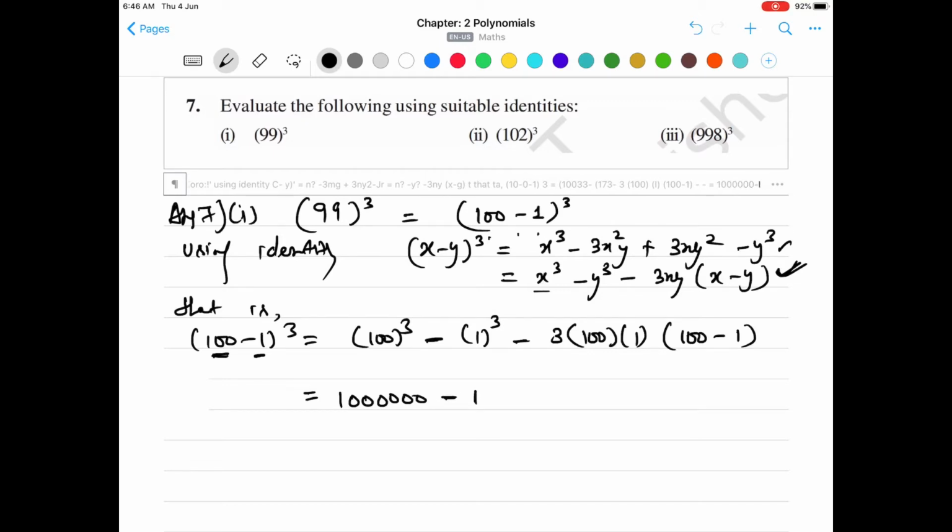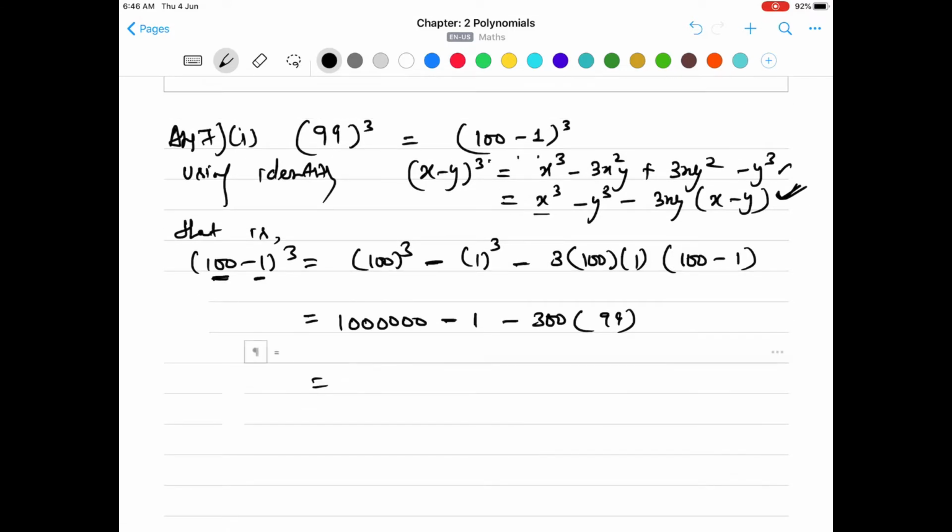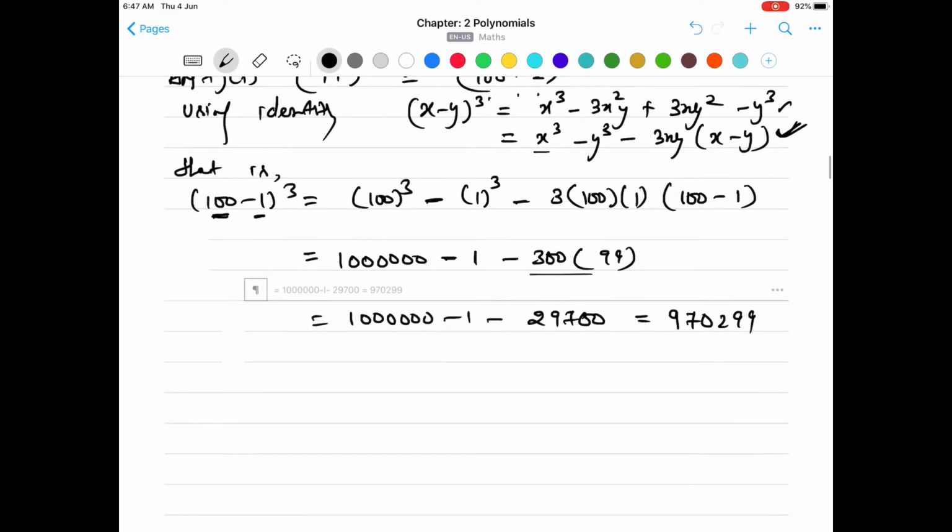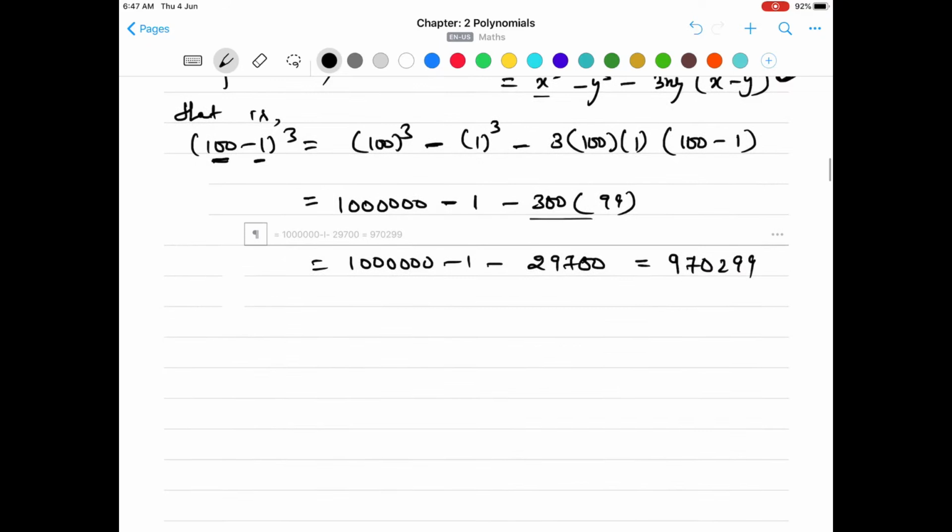Then we have 1 cube is again 1. This 3 into 100 into 1 will be minus 300 into 100 minus 1 is 99. So this will be 0 minus 1, after multiplying 300 with 99 you will get 29700, and after solving it you will get the answer as 970299. Okay, you can check the subtraction, the answer will be 970299.